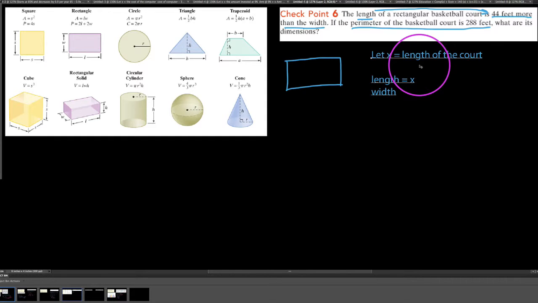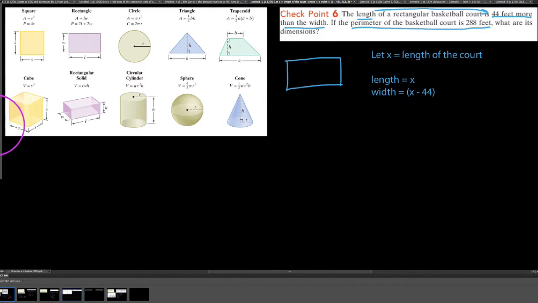Its width, we need to write the width in terms of its length. So what we're told here is the length of a rectangular basketball court is 44 feet more than the width, okay? So the width would be 44 feet less than the length. And we could look at it as x minus 44. Now we could have switched this around. As a matter of fact, we could have said that x is the width, and the length is x plus 44, but we need to come up with this relationship between our length and our width here.